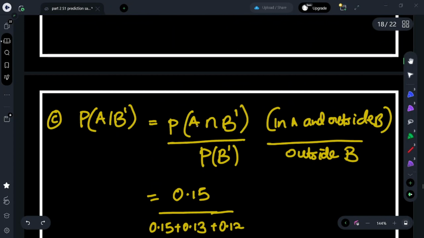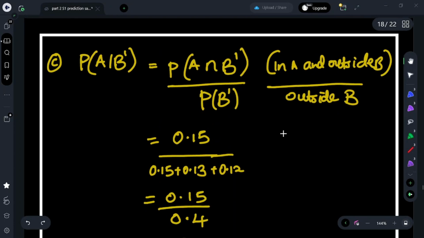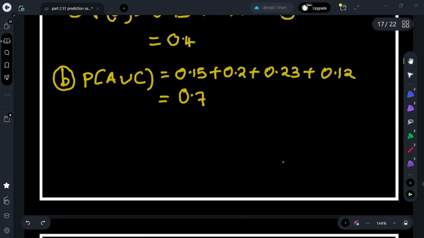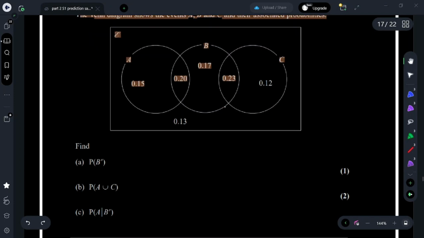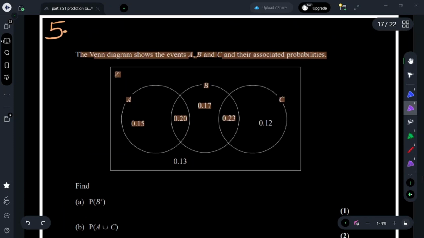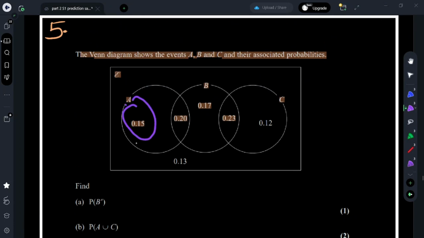The probability of A intersection B complement means in A and outside B. Wow! In A and outside B. Let's see. These elements should be in A and outside B. Who can see what I can see? Wow, nice. In A, outside B. This one, 0.15. Nice one.